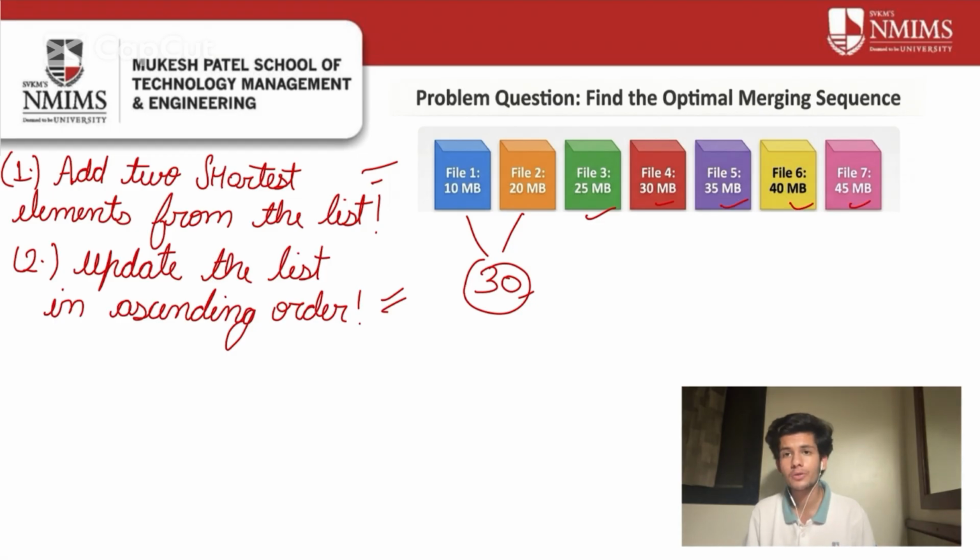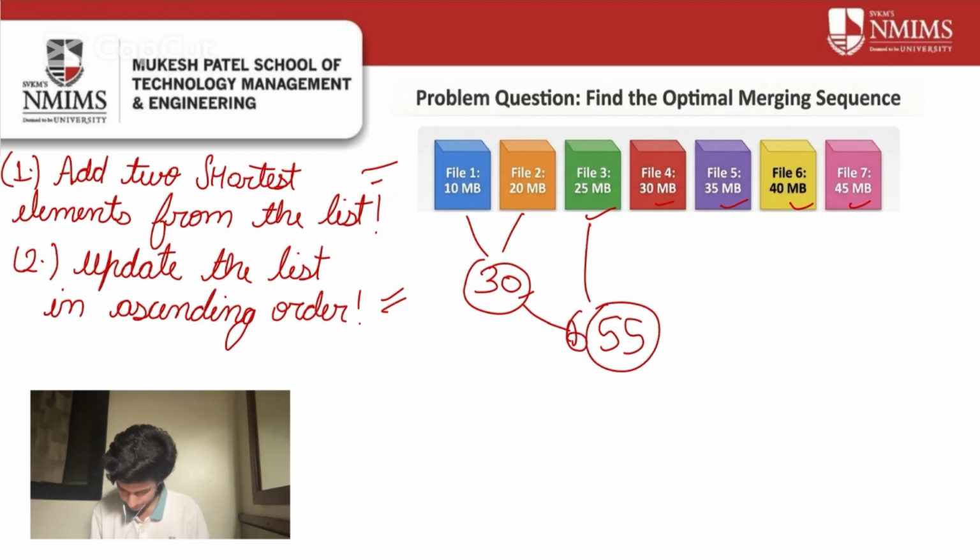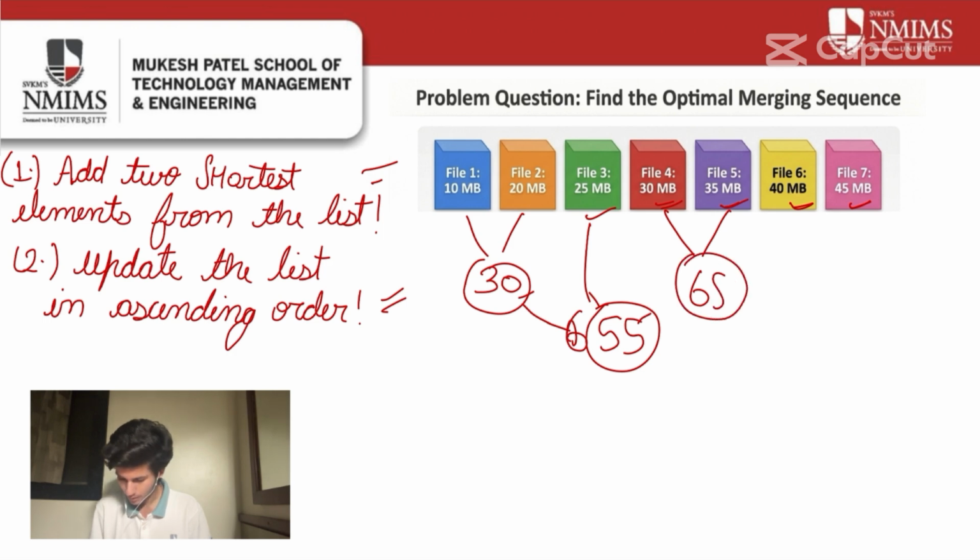Now, adding the two shortest elements from the list would be 30 and 25. That is 55. Now, your new list is 30, 35, 40, 45, and 55. Now adding the two shortest elements from the list is 65. Now again your two shortest elements from the list are 40 and 45. Adding them would be 85.